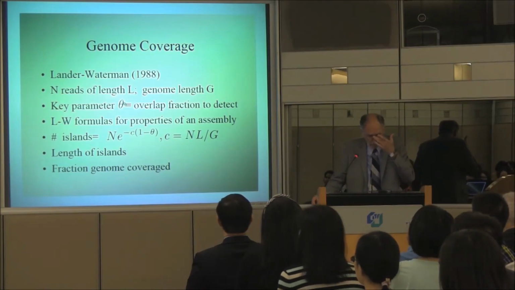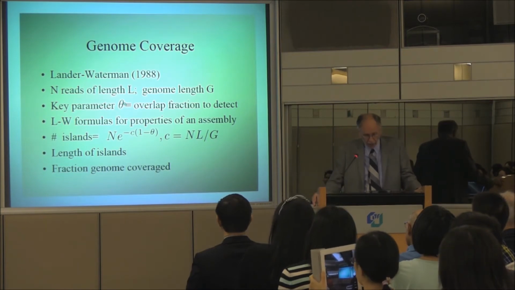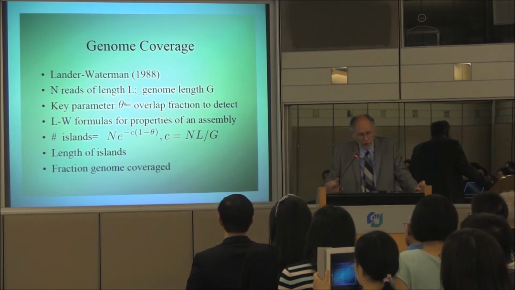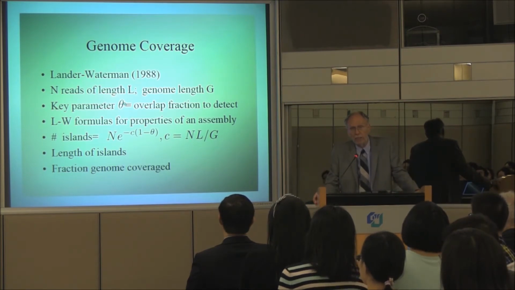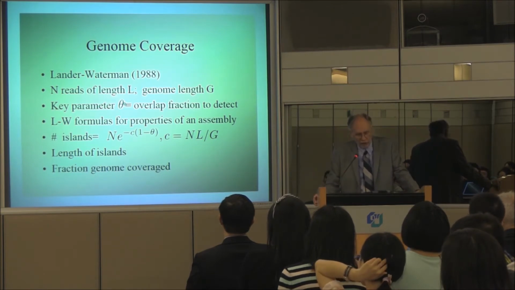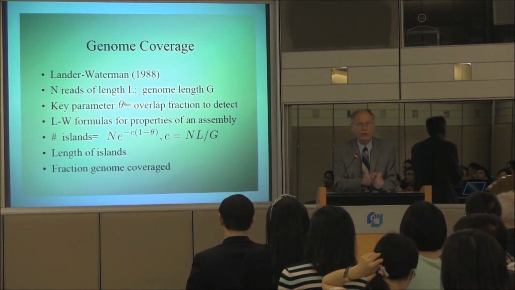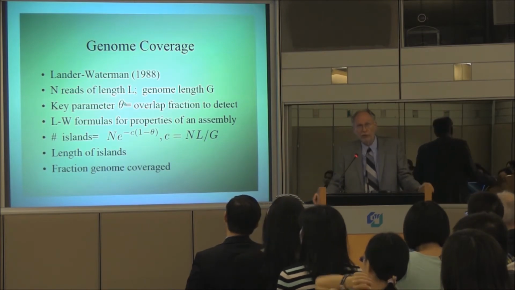So this work with Eric Lander that was mentioned in the introduction was a paper we wrote about how the genome would be covered if these reads were located randomly according to the Poisson process down the genome. And the key parameter was how much overlap you needed between two reads to say, I believe they're together. And we had a bunch of formulas that people used in sequencing projects.